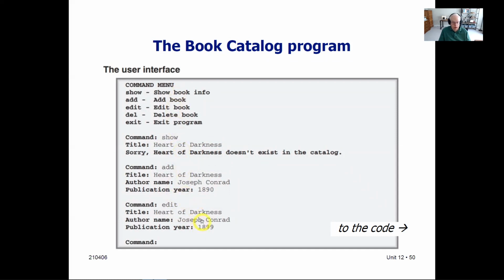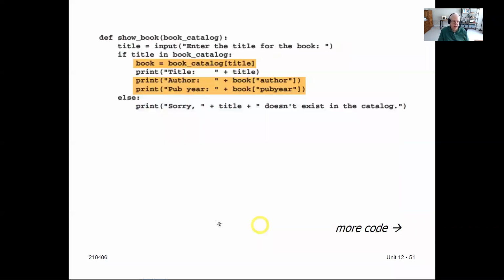Now, before we go too much further, realize that if you can do this for a book catalog, this is basically a Python management system for a non-persistent database. If you just made this persistent by saving it to a file on your hard drive, this is a powerful thing. This is getting into some real programming. So let's take a look at the code.